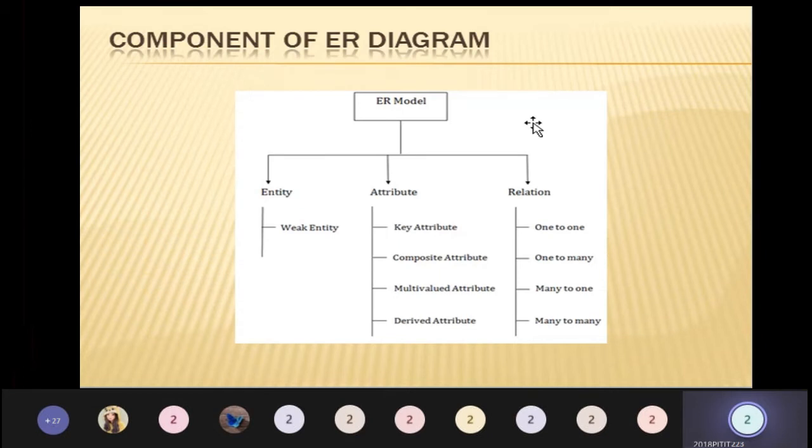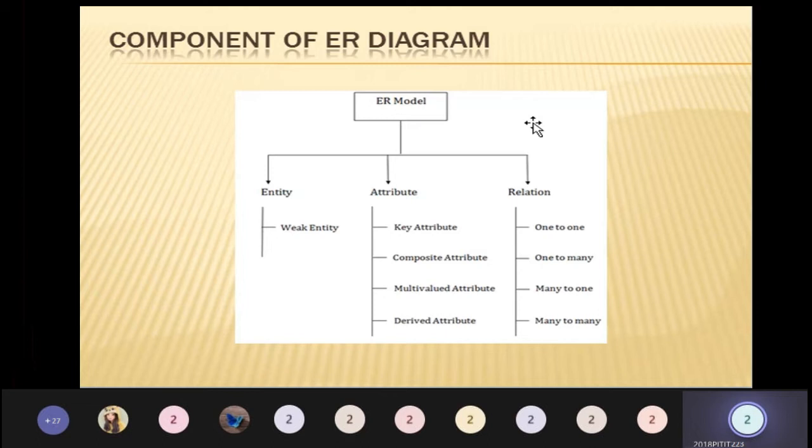The ER diagram can be divided into three components: the first is entity, then attributes, and then relationships. When you are drawing an ER diagram, these three components are built into it.